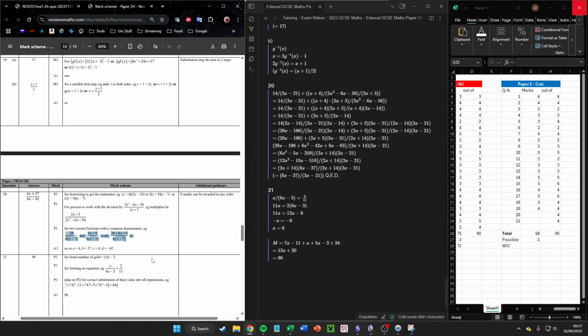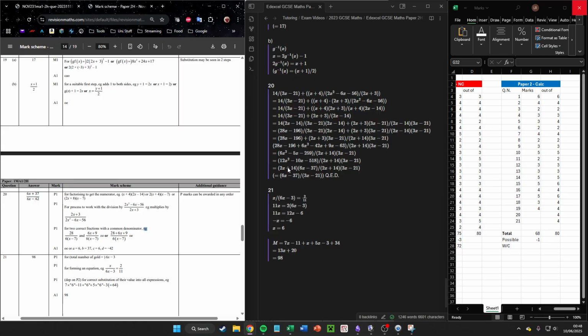Two correct fractions with a common denominator. I did find a common denominator somewhere in here. Yes, 3x minus 21, da, da, da. I left it in the brackets though. The common denominator being 6 times x minus 7. There's clearly such a simple way to do this, but it's what it is. So it's two correct fractions with a common denominator.